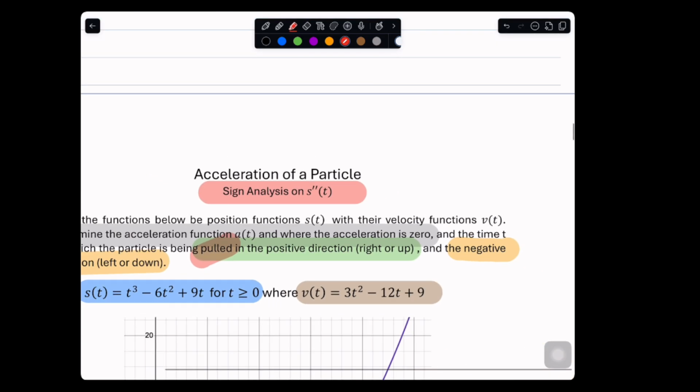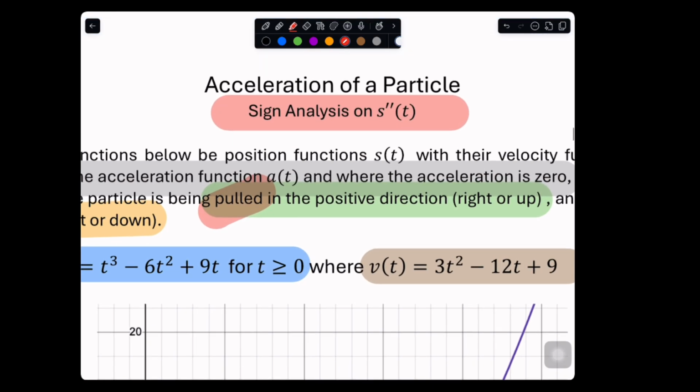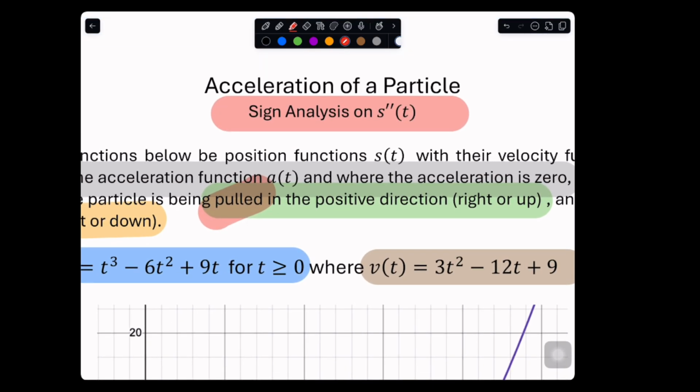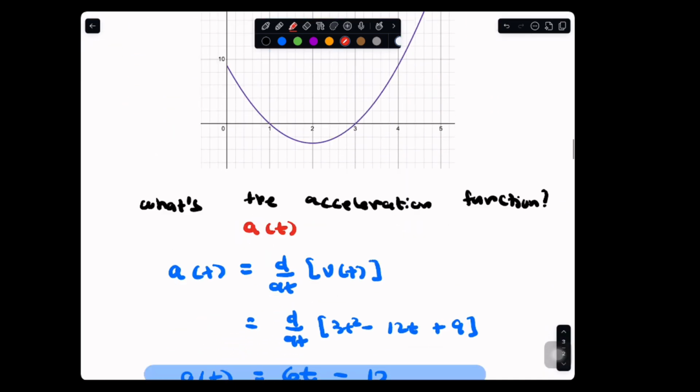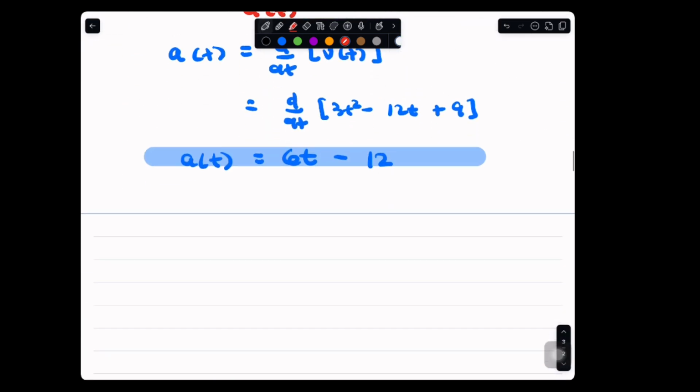And then we'll put all these other things together about what this information actually means, but you have to give this to people in pieces. So we've got to do sign analysis on this here to start to answer this question. When do you have no push or pull, push or pull to the right, push or pull to the left? It's sign analysis, again, on the second derivative of that position function, because that's what acceleration is.